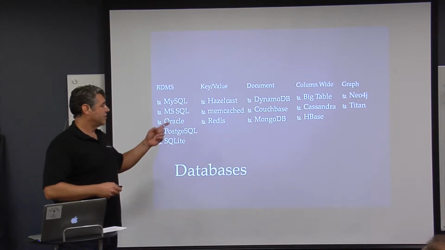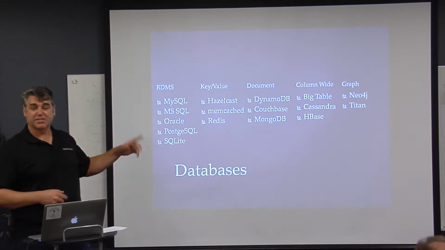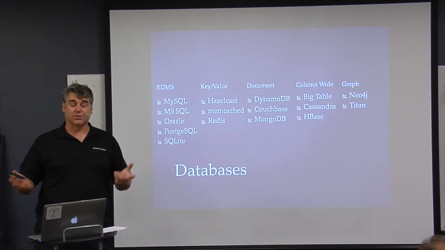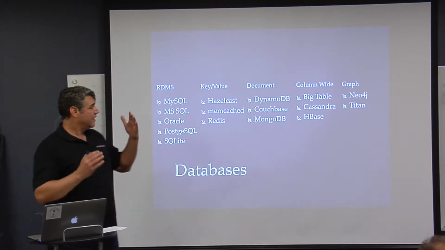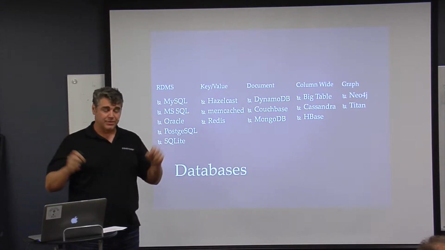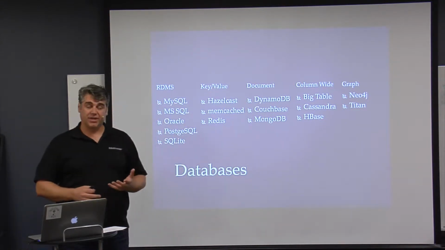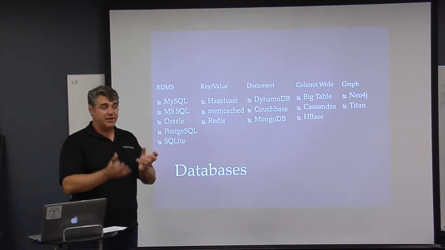With the document store, you have DynamoDB, Couchbase, MongoDB. So again, this is basically a key-value store. You have a key, and from it you get a value. The value, though, is normally JSON. It's fairly complex. It itself has key-value pairs.